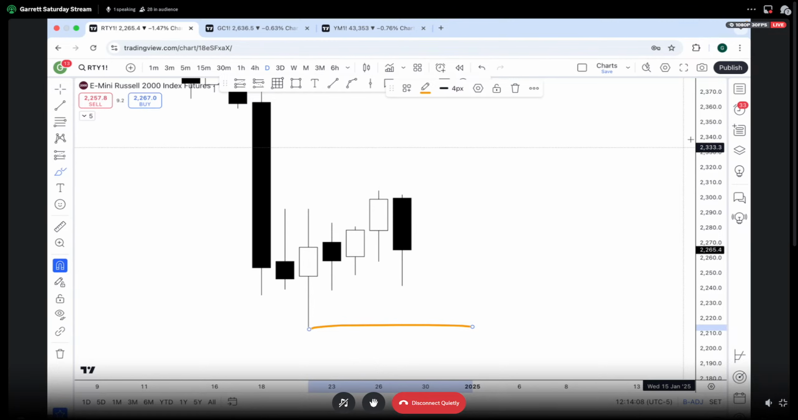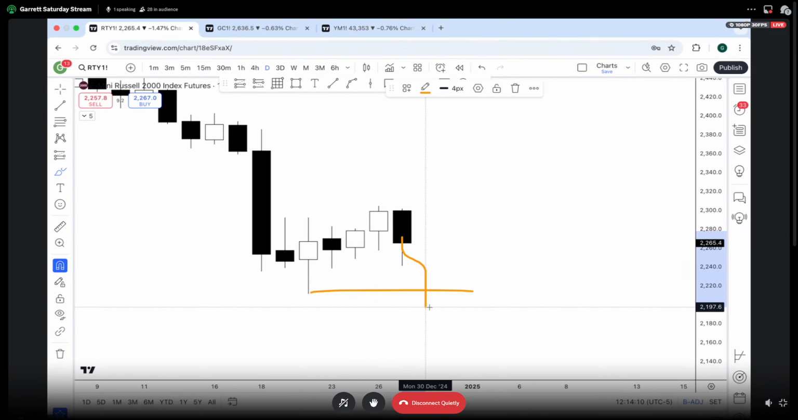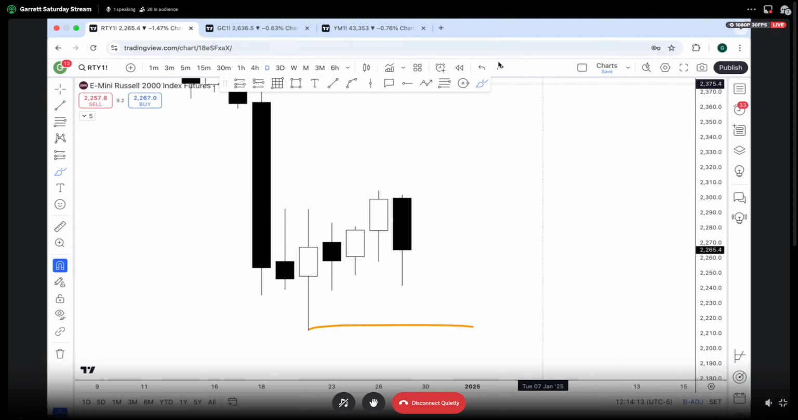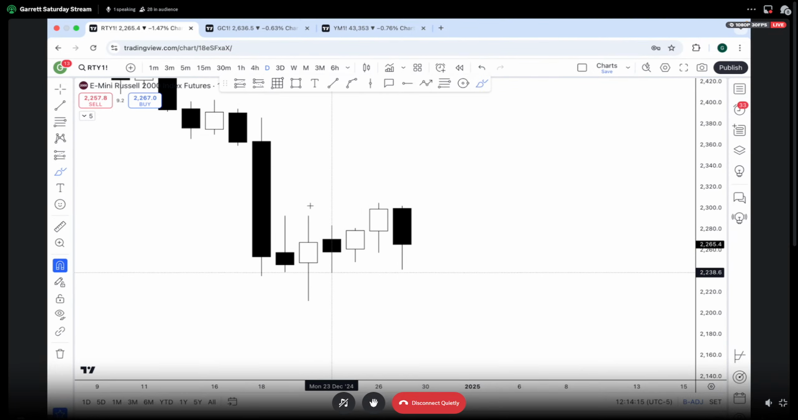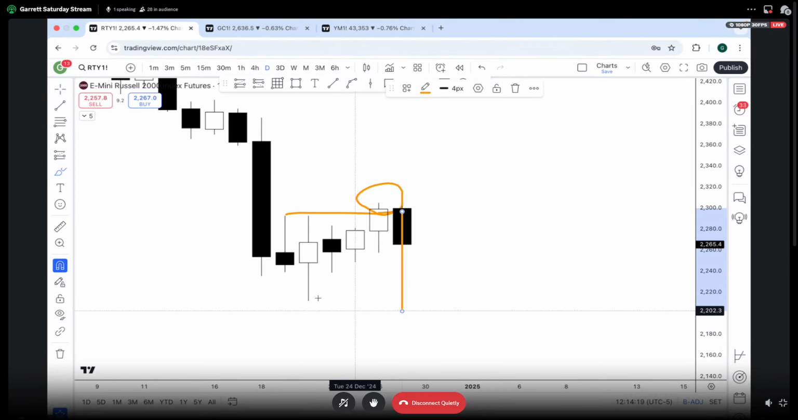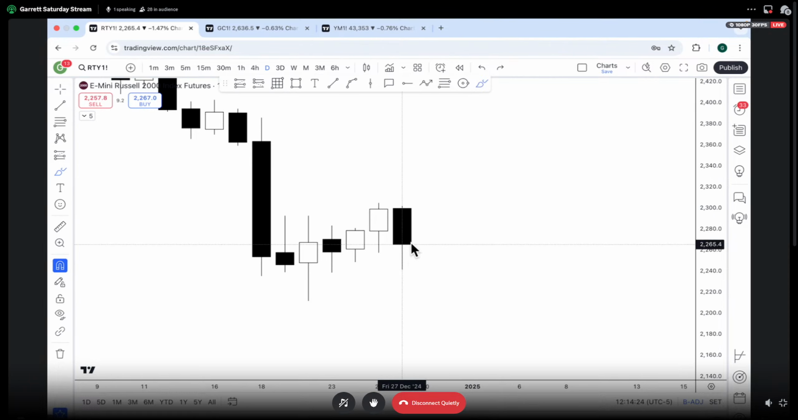So this would be, if it was to reverse, right, we need to take out this low and expand, right? What we have here is the ideal scenario for trading a consolidation. We take out the consolidation high, distribute to the consolidation low. That's the ideal. This is the most high probability trade that there is right here.